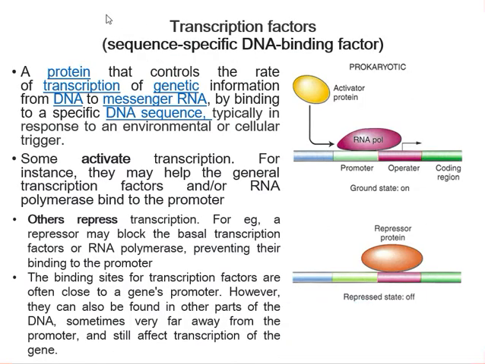So, as we mentioned just now, the transcription factors mediate the transcription process. They can control the rate of transcription by binding to a specific DNA sequence. So, they actually bind to DNA. We can define the transcription factor as a protein that controls the rate of transcription of genetic information from DNA to mRNA by binding to a specific region on the DNA, typically in response to an environmental trigger or some cellular signal.